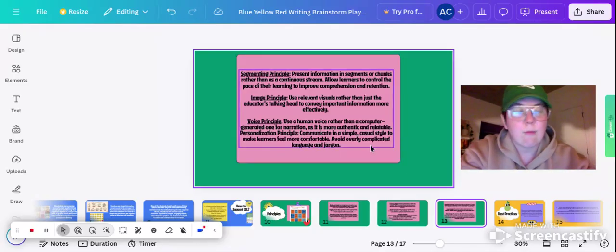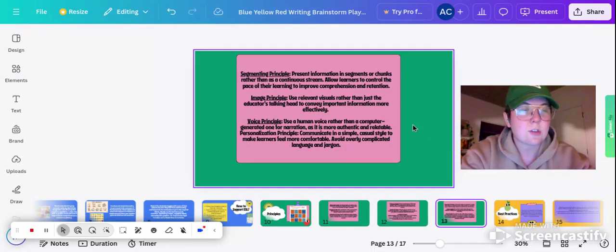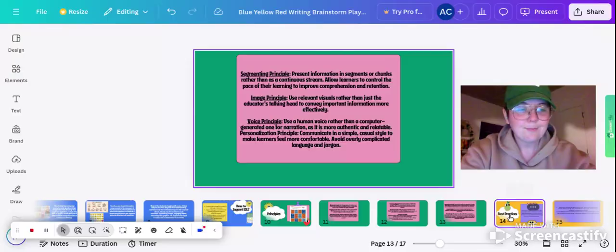And then the voice principle. Students really do, especially in today's age, understand who Siri is and who Alexa is, and they can tell the difference between a human voice and a robotic voice. So making sure that the voices they're hearing when they're learning are human generated ones, with read alouds or maybe YouTube videos and things like that. We want to make sure it's coming from a human's voice. It makes a huge difference.